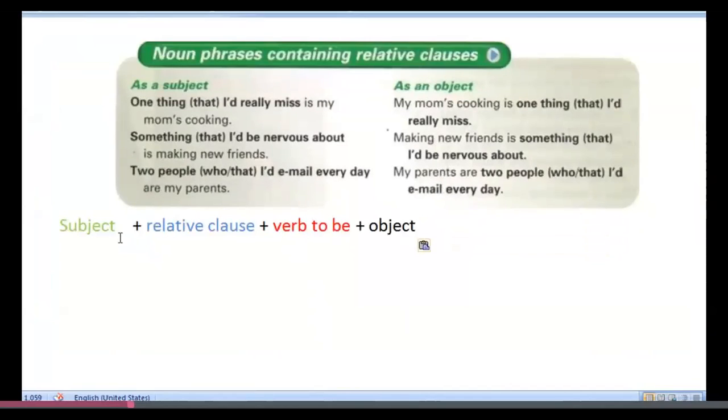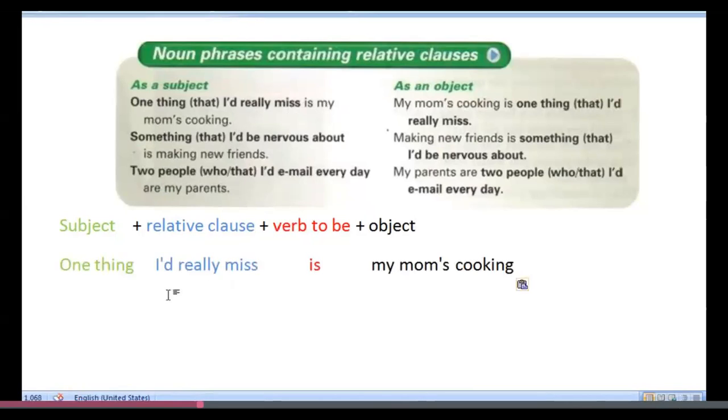So in order to form this kind of expressions, first we're going to have a subject. So in this case, this subject becomes one thing. Then this is followed by a relative clause, I really miss. And then we're going to have the verb to be. In this case, as you can see, is the verb to be is. And then that's followed by an object or a phrase, if you will. So let's write that specific sentence down, and then we're going to try to make sense of it, as I mentioned. So let me do that at this point.